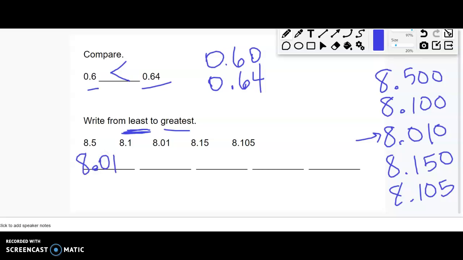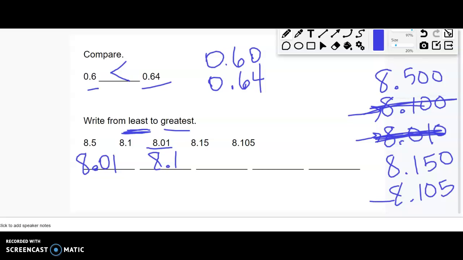Remember, I'm going to get rid of that last 0 so it matches what I originally had. Okay, you can write the 0, but just know, say if it was multiple choice, they might not include that 0 in your choices. Next, I have 500, 100, 150, 105. 100 is going to be next, so 8 and 1/10 is next.